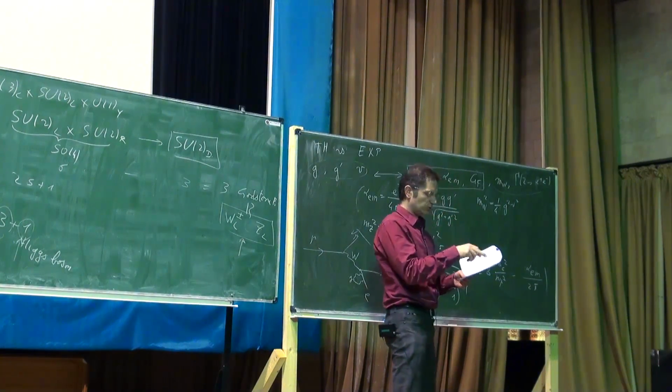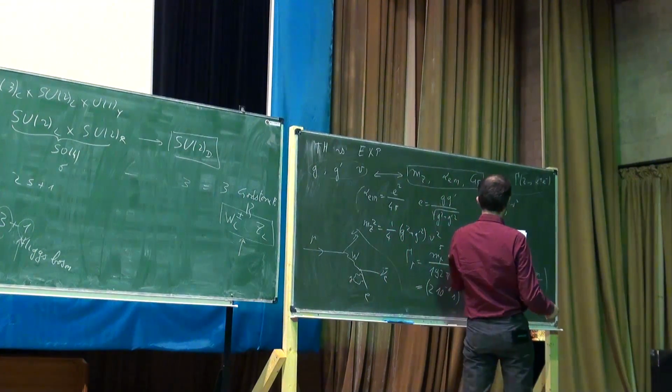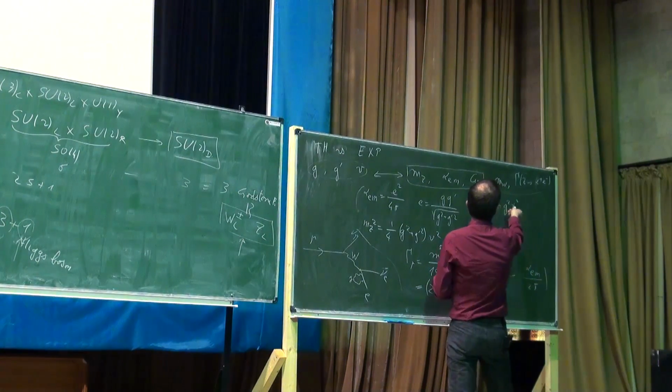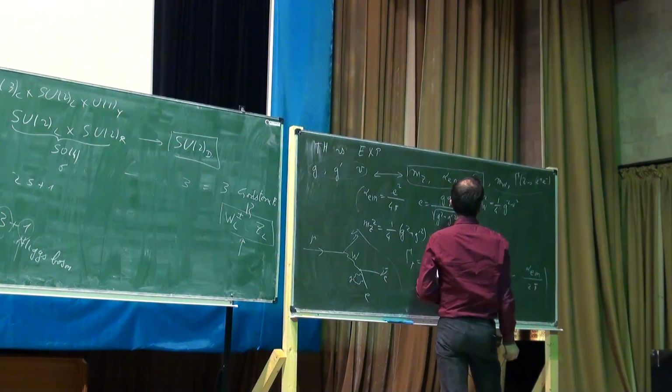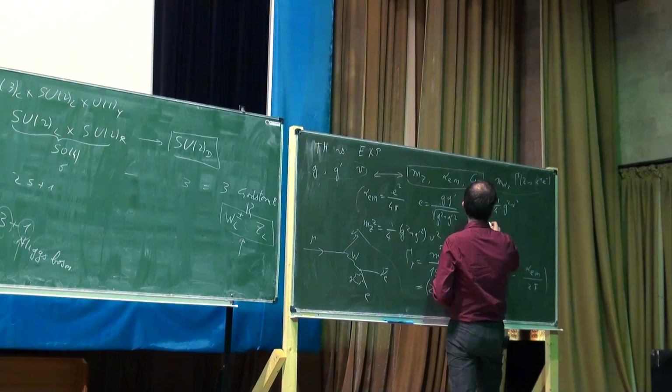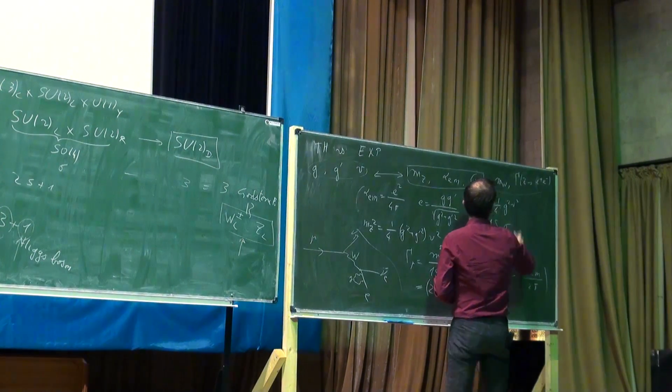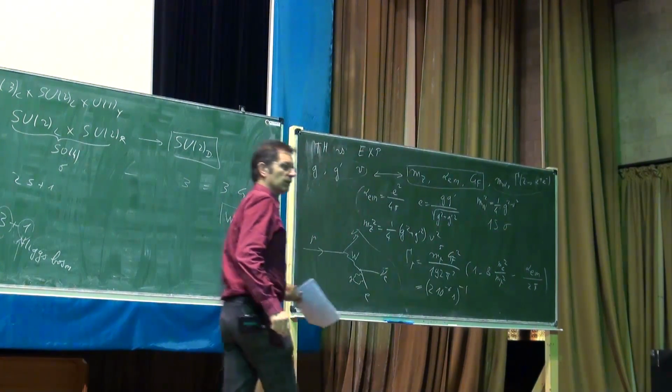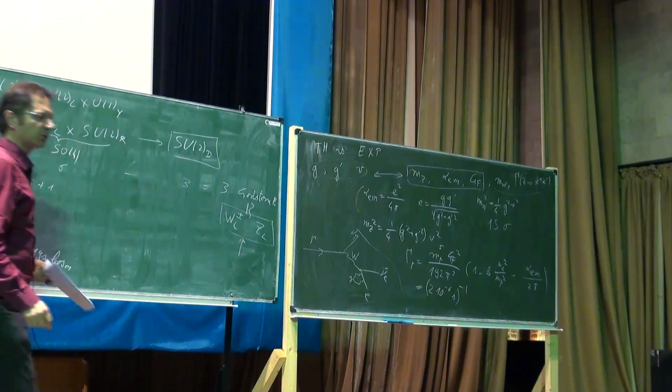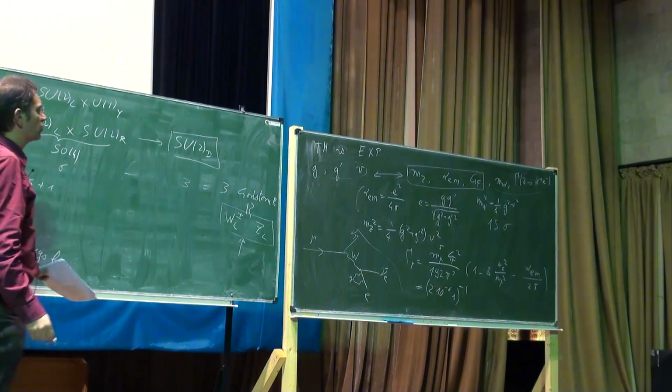So we will find all the details in the notes. Maybe I will distribute some notes later on. And if you compare the theoretical prediction versus the experimental data, you will see that the theory is about 15 sigma away from what the experiment is measuring. So it's quite bad, right?